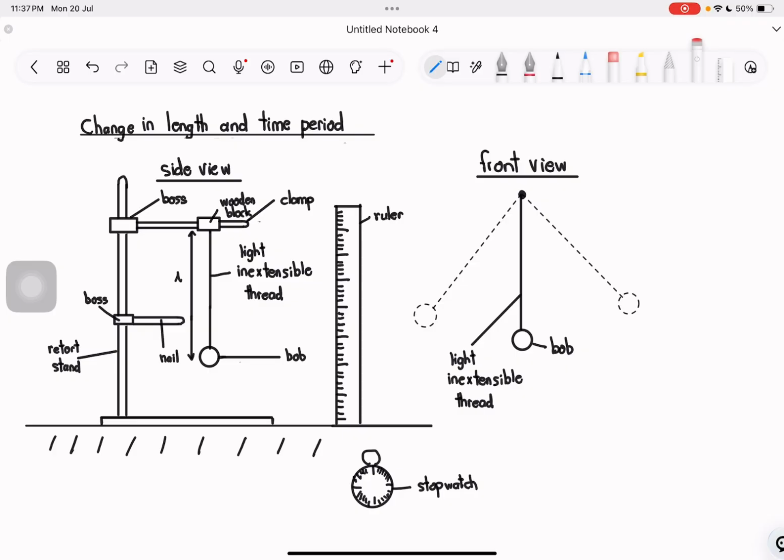In conclusion, a fiducial marker is a marker used as a reference point in an experiment. It could be a nail or metal that's been clamped onto the stand, a line drawn at the background, or a tape that is placed on the stand.